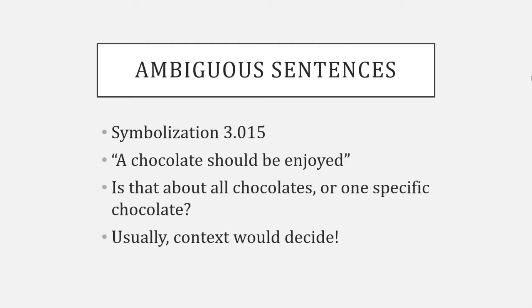A chocolate should be enjoyed. Okay, so is that about one specific chocolate? So there's two ways you could symbolize this. There exists one specific chocolate, or at least one specific chocolate, that should be enjoyed. That would be something like there exists an X such that X is a chocolate and X should be enjoyed. Or you might symbolize this as, if anything's a chocolate, then it should be enjoyed.